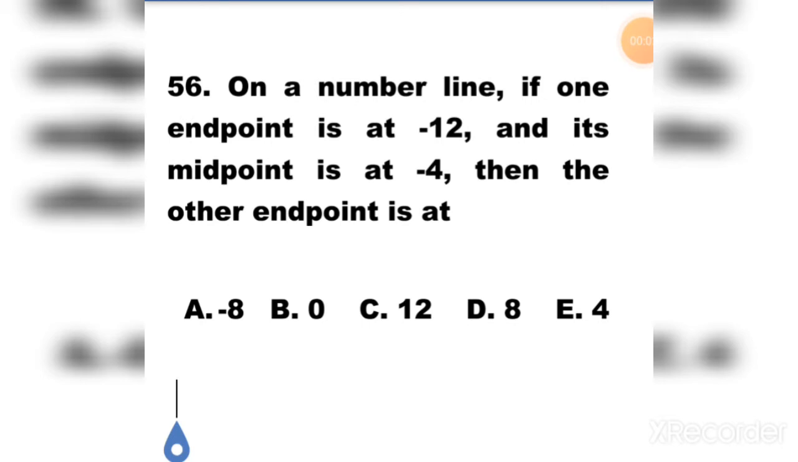56. On a number line, if one endpoint is at negative 12 and its midpoint is at negative 4, then the other endpoint is at A, negative 8, B, 0, C, 12, D, 8, E, 4.